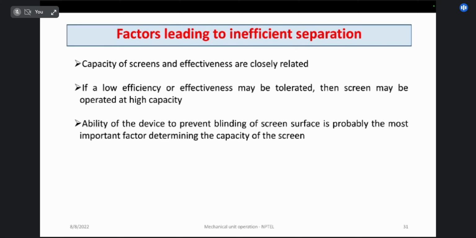Then the ability of the device to prevent blinding of the screen surface is probably the most important factor determining the capacity of the screen. Sometimes we are using some device which can prevent the blinding of the screen, and its ability to do that work is most important while determining the capacity.